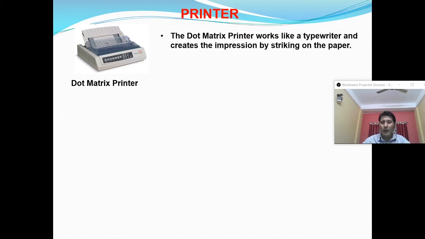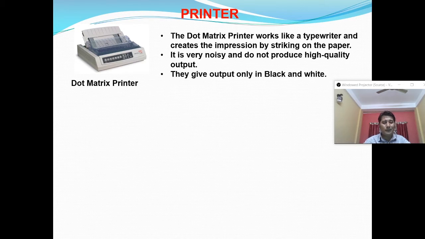Now I hope you have seen the typewriters. Before the printers were used, people used to type on paper using a typewriter. Dot matrix printers work just like a typewriter, and they create the impression on the paper by striking on the paper. So you all know that it is very noisy, and it does not produce a high quality output. Though it is not very expensive, it gives the output only in black and white.